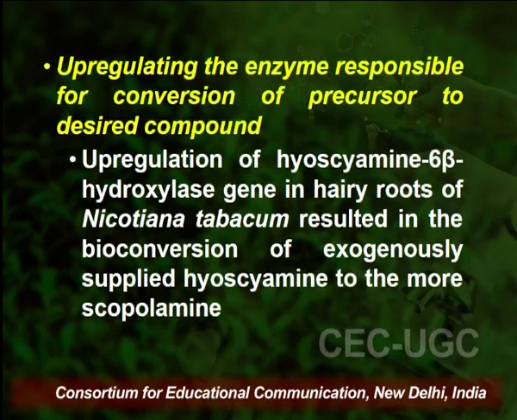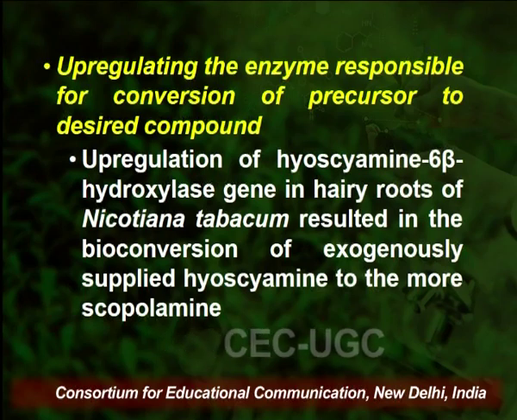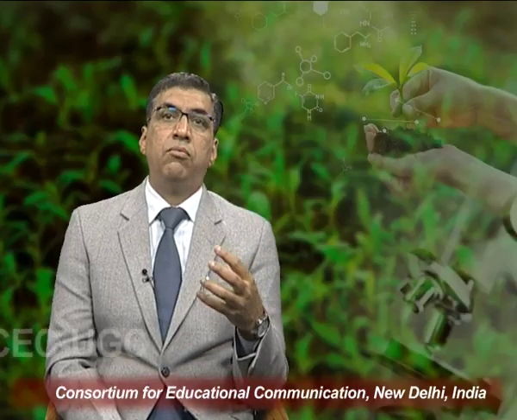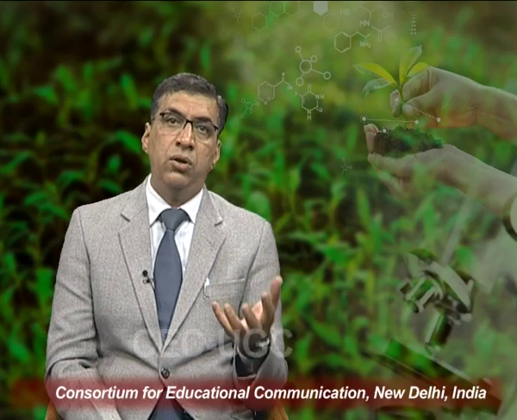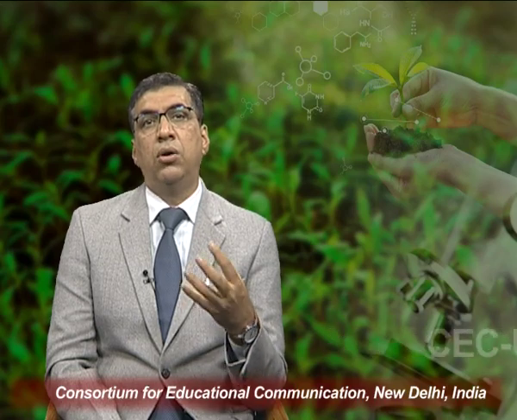Now, it has been seen that the upregulation of the hyoscyamine 6 beta hydroxylase gene in hairy root cultures of Nicotiana tabacum resulted in bioconversion of exogenously supplied hyoscyamine to more scopolamine. So, this is another example where we add more enzyme into the culture, which can convert hyoscyamine into hyoscine.